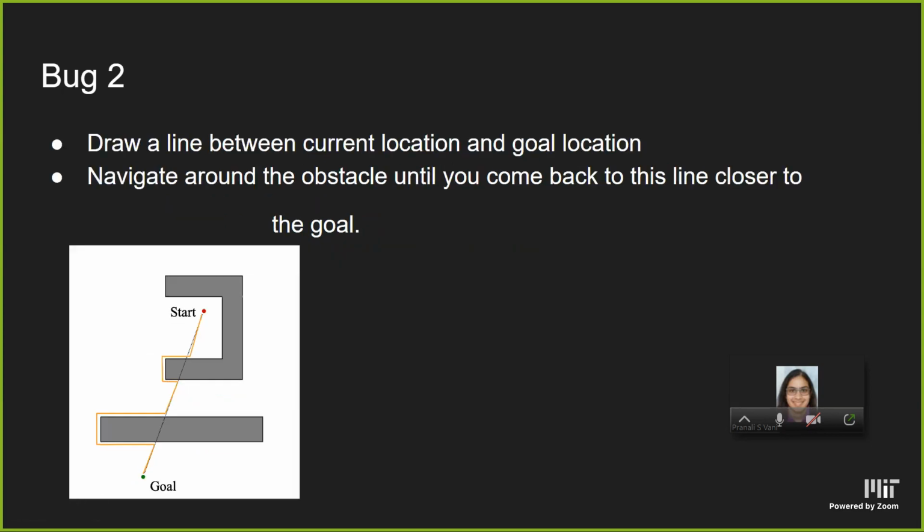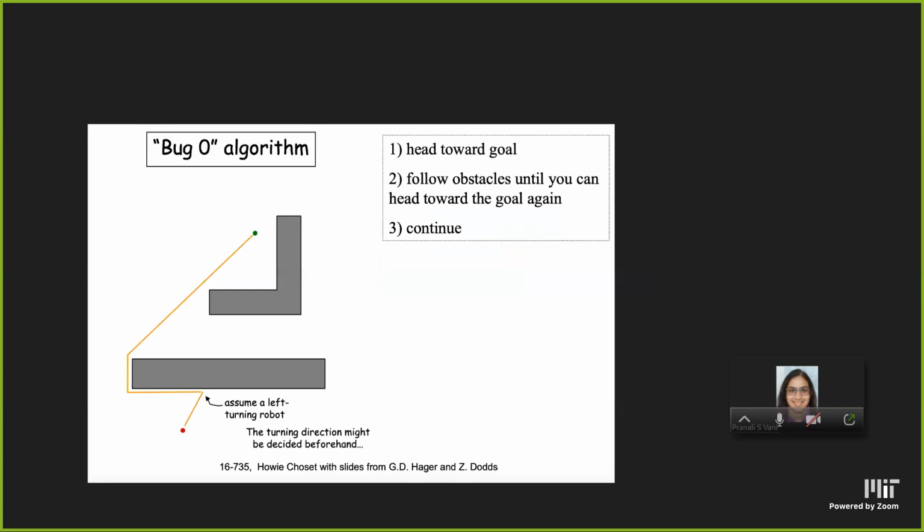You can also go further. There's bug 2, which basically you're going to draw a line between your current location and the goal location. Here's the start and here's the goal. And you're going to navigate around the obstacle until you intersect this line again, closer to the goal. But it seems a bit complex to implement. So it might not be worth it, but it's just something to consider, an idea you might want to think about. For now, we're going to attempt doing an implementation of bug 0. And if you want, you can try doing bug 1 or bug 2 on your own time. Okay.